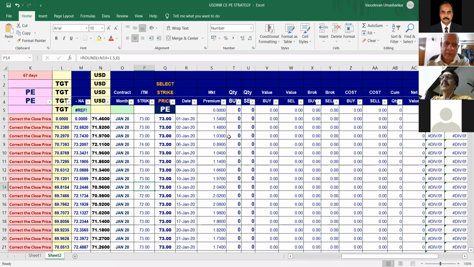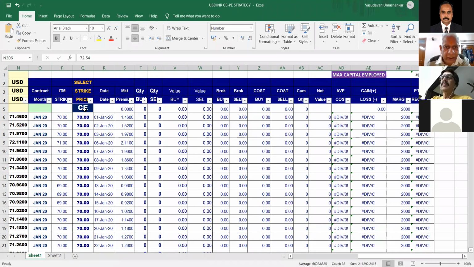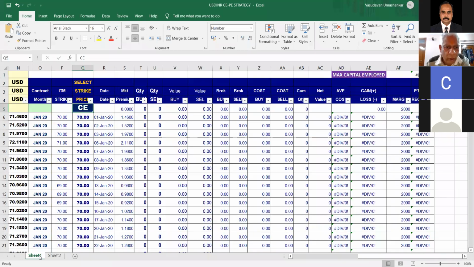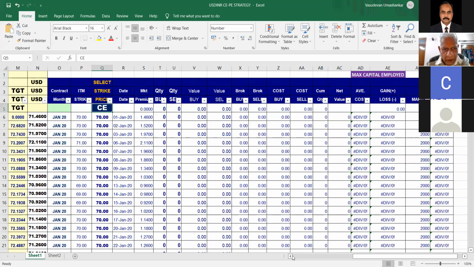Okay, sir. So here is one sheet. This is the call sheet, the CE call, where we have to react. This sheet number 2 is the PE put sheet. Yeah, this is the entire file I sent to the group. I put it in the WhatsApp. What I will do is start with the call, wherever it is.